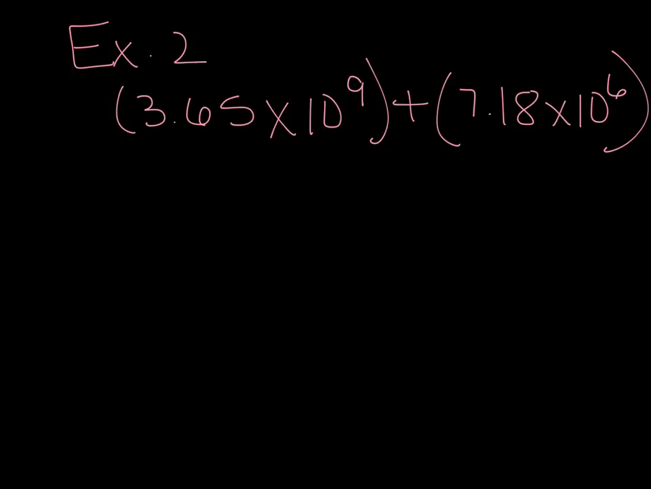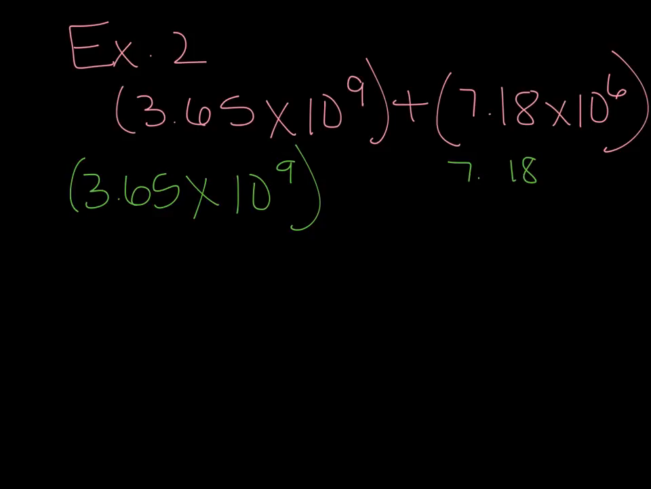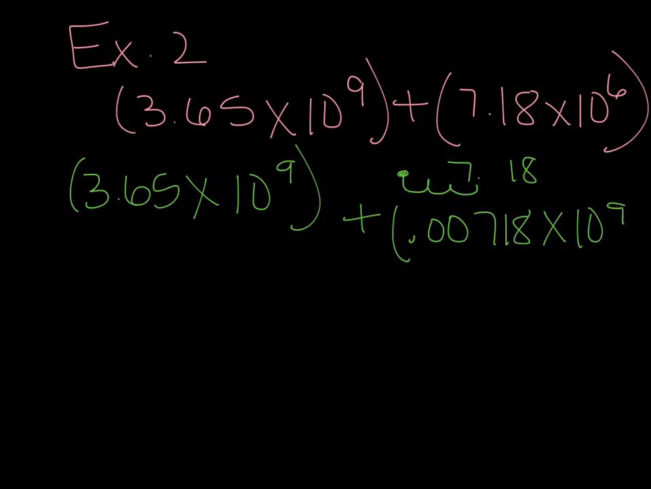All right, so the first thing you should have done was, you know that you have to go to the higher power. So the higher power is 10 to the 9th. So my first parentheses, that number is going to stay the same because that is my highest power. On my second number, 7.18, to go from 10 to the 6th to 10 to the 9th, I have to move 3 times, and I always go left, so 1, 2, 3. So my second parentheses are going to become 0.00718 times 10 to the 9th. So that's what you should have changed first.